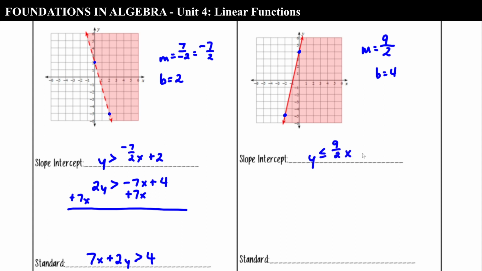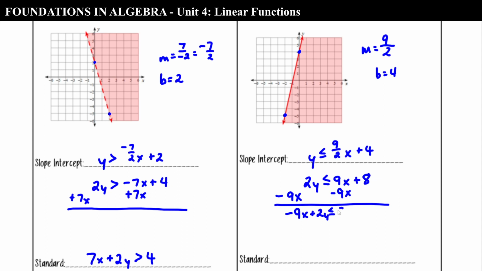9/2 x plus 4. Multiply everything by 2 again. And then subtract 9x from each side. That's going to give us negative 9x plus 2y is less than or equal to 8. And then we have to flip the sign of everything. Now remember, when we flip the sign of everything, we are multiplying by negative 1. So you're going to have to flip the inequality as well. 9x minus 2y is greater than or equal to 8. Actually, negative 8. Greater than or equal to negative 8.